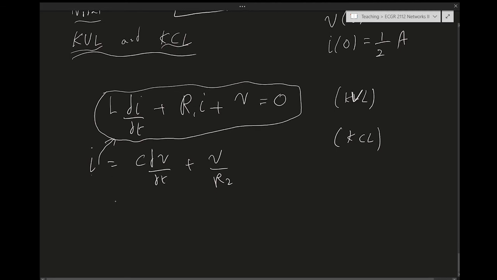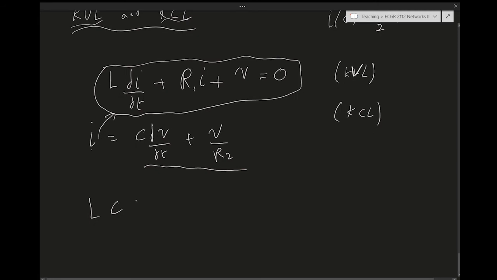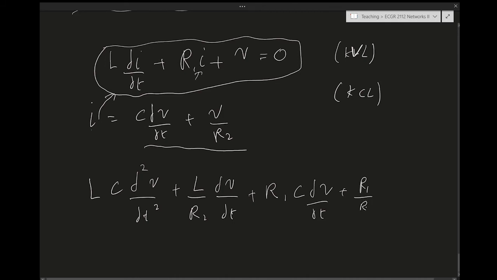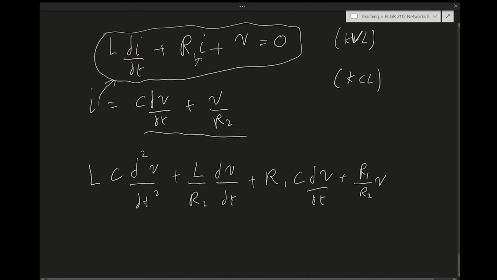So I take now L times C. So the first step is differentiating this term with respect to t. So this becomes LC, and then I have a second derivative, d squared V over dt squared. Then I'm differentiating this. So this is plus L over R2 dV by dt. Then plug in I here, I end up with plus R1C dV by dt plus R1 over R2 V, right? And then finally I have plus V equals 0.